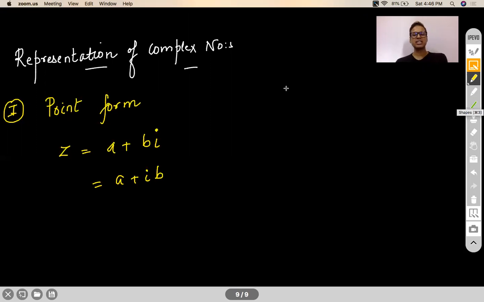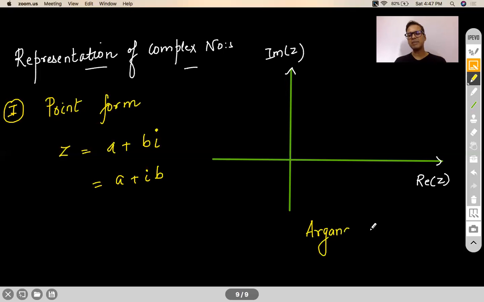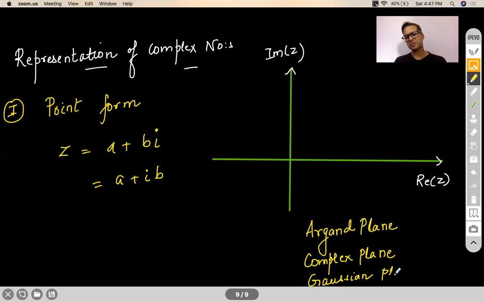It is because you can represent such a complex number just like a point on a plane which we formulate by using a real axis and an imaginary axis. Please don't use x-axis and y-axis here. It's a different kind of plane which we name as the Argand plane. It is also called the complex plane, and also the Gaussian plane. All three are basically names of the same plane.